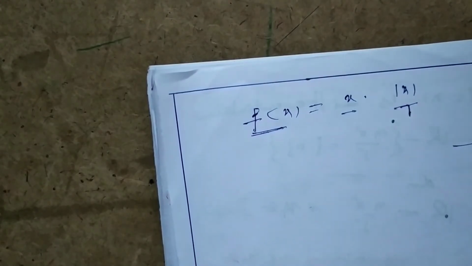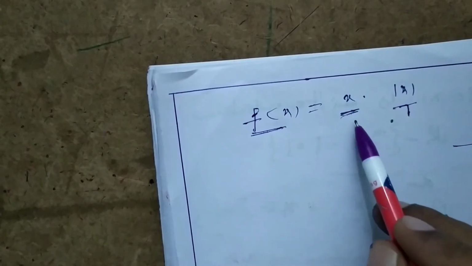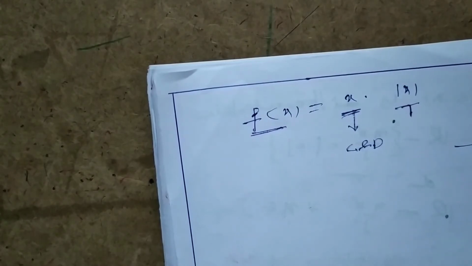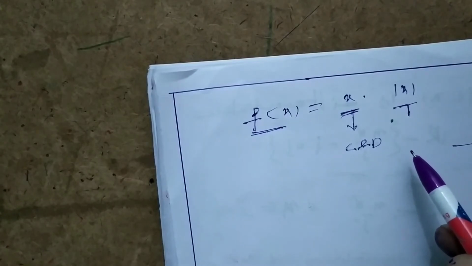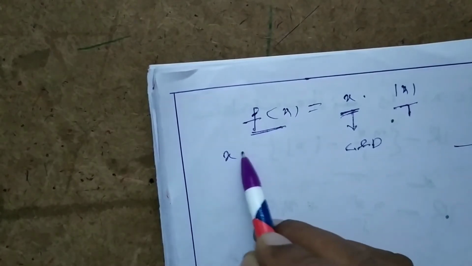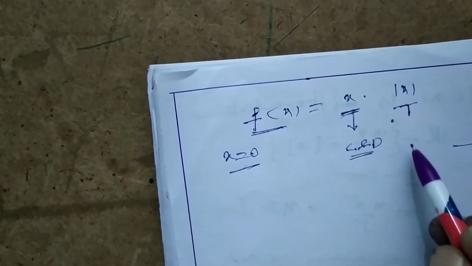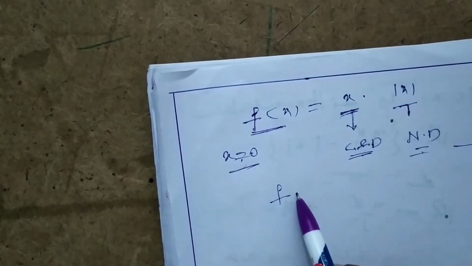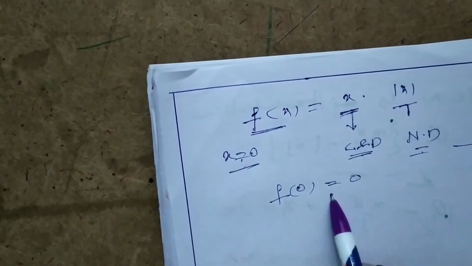It is not differentiable at point 0. But the first function is x, which is continuous and differentiable everywhere. The function mod x is differentiable everywhere except 0. So I can verify the differentiability at the point x is equal to 0. At this point the first function is continuous and differentiable, and the second is non-differentiable. So I am verifying at this point: f of 0, where a is equal to 0, is 0.